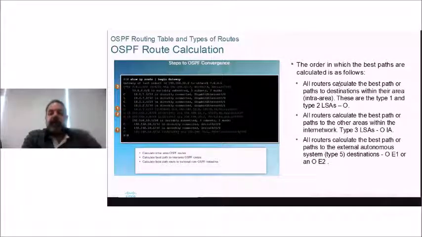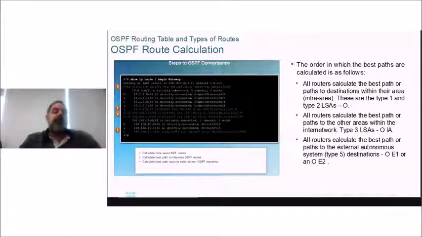Okay, so basically when it comes to route calculation, all routers calculate the best path or paths to destinations within their area. And so the database that they use only is from within the area they belong to. All routers calculate the best path or paths to the other areas within the network by using the Type 3 LSAs that have been advertised. All routers calculate the best path to the external autonomous systems as well. So those E1 or E2 links.